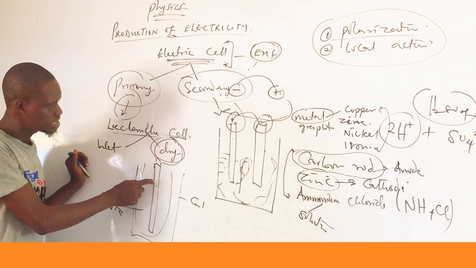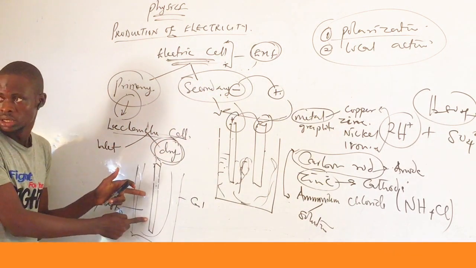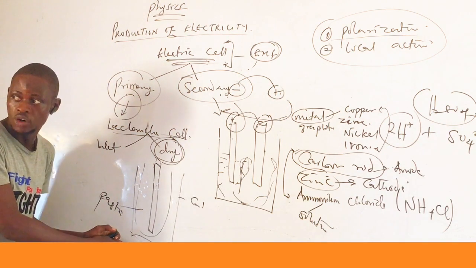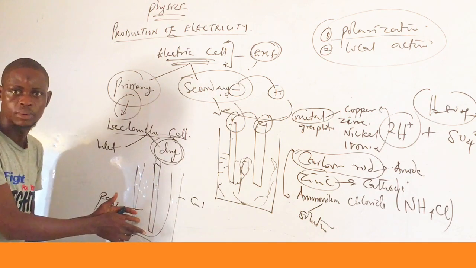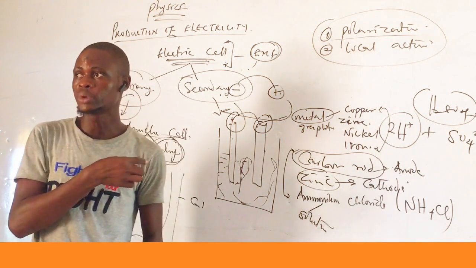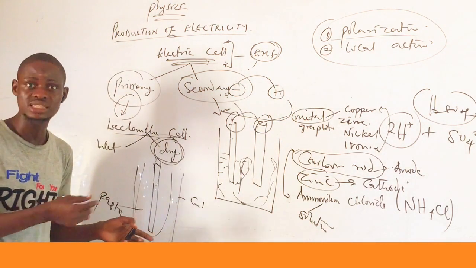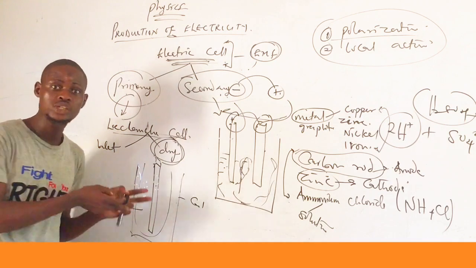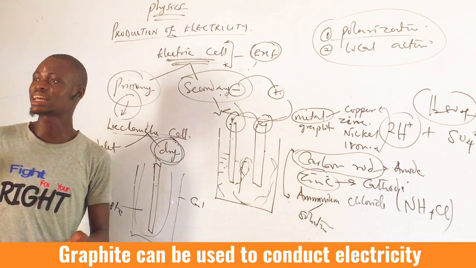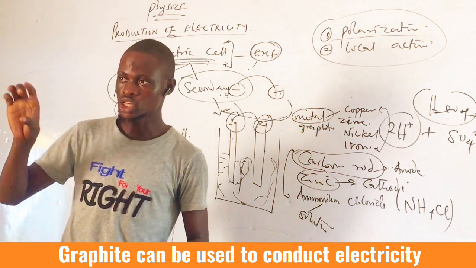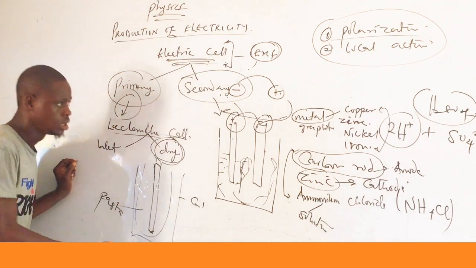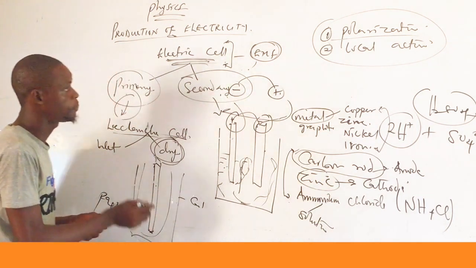Now, what is the anode of this cell? The anode of this cell is carbon. Are you getting something now? I said the cathode is made of zinc. Why the anode is made of what? Carbon. But what kind of carbon? We don't call it graphite, but here they are referring to graphite. Because whenever they say carbon, they are referring to graphite. Right? Because it can be of diamond or graphite. But the one that can be used to conduct electricity is what? Graphite, not diamond.